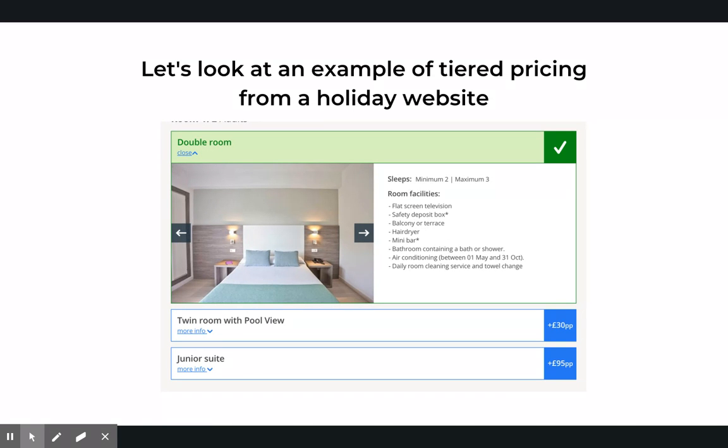So let's look at an example of tiered pricing from a holiday website. As you can see here, there's 3 different tiers of pricing. You can't see the price of the double room, but what we do know is that if you purchase a twin room or a junior suite, the prices go up. From the junior suite, we can see that the price increases a lot more significantly, but a twin room with a pool view is only £30 more than what I'm paying for a double room without a pool view.